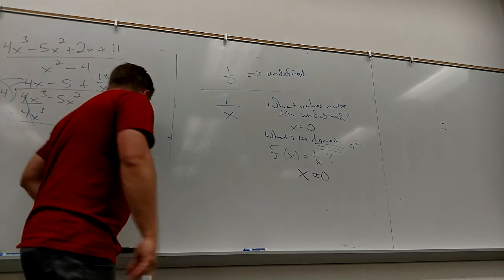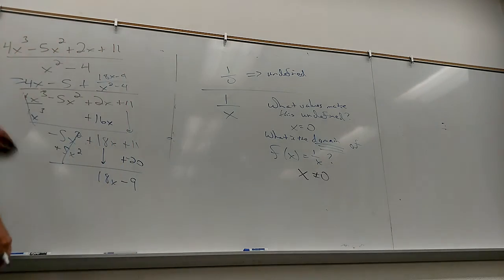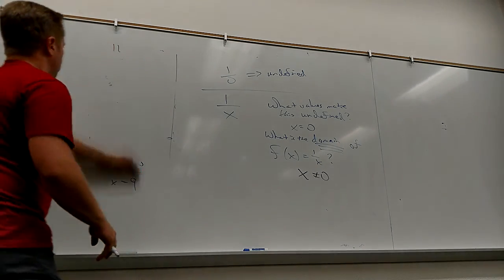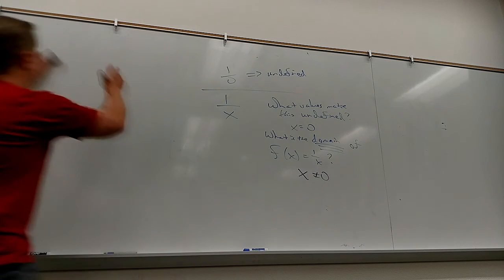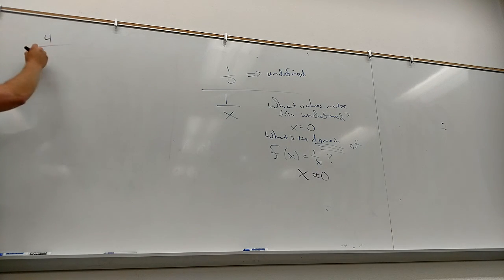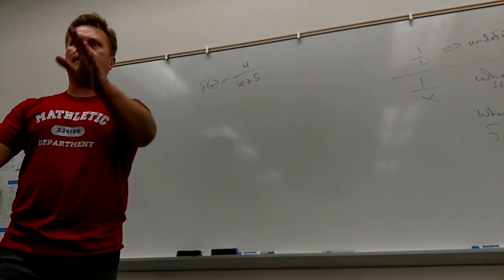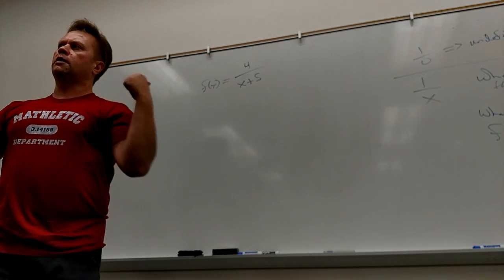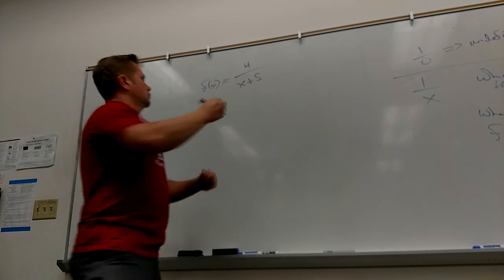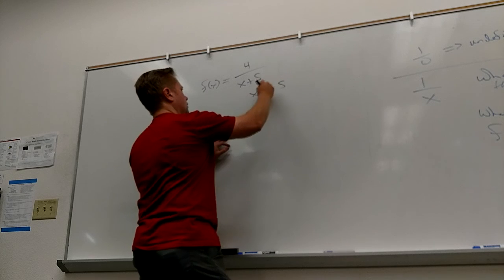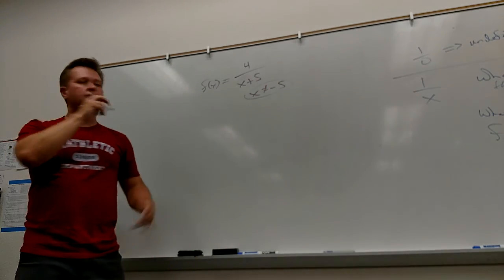So what if it looked like this instead? What if I had 4 over x plus 5? Let's say f of x equals that. What value can I not use? What can x not equal? -5. Cool. We can all kind of see that. That's the one value that would make the bottom become 0. So then x cannot be -5. So what about this?